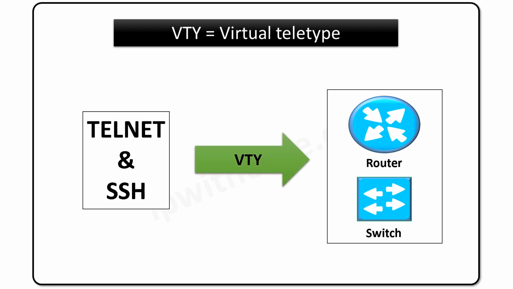By default, VTY, that is Telnet and SSH access to Cisco routers, is disabled. To enable VTY access, we need to perform some configuration on the device. Before that, let's understand some keywords associated with using VTY.